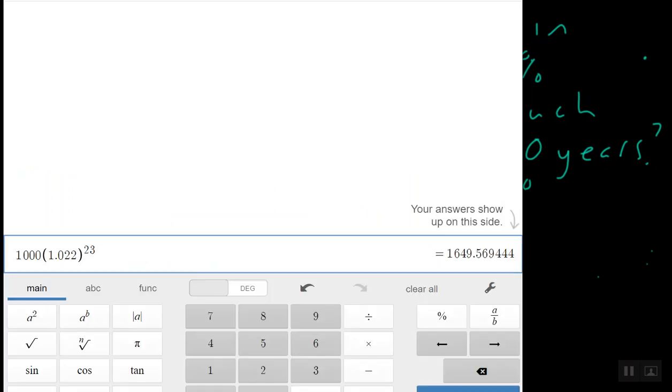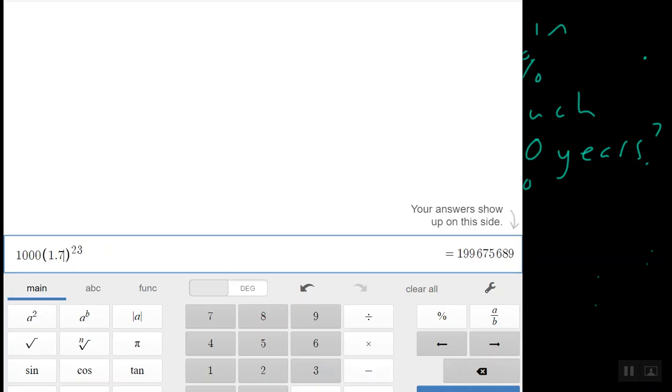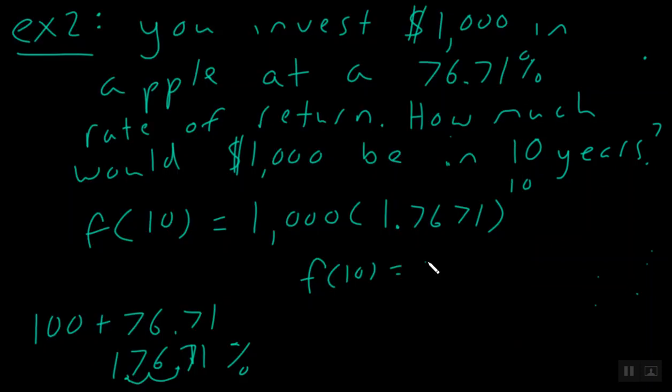Okay, so we go to our Desmos scientific calculator, and we're going to just go ahead and delete this. 1.7671, and we're going to, once again, do this for 10 years. And notice, at that rate of return, your $1,000 would be worth $296,976. If Apple kept that rate of return year in and year out, that's what you'd have.